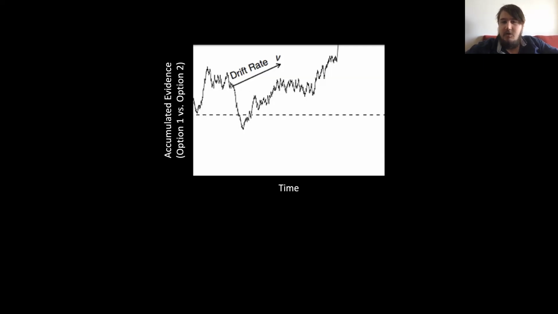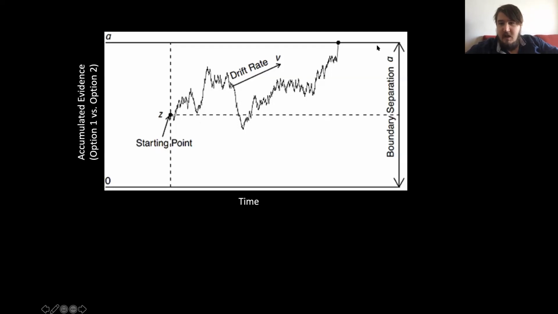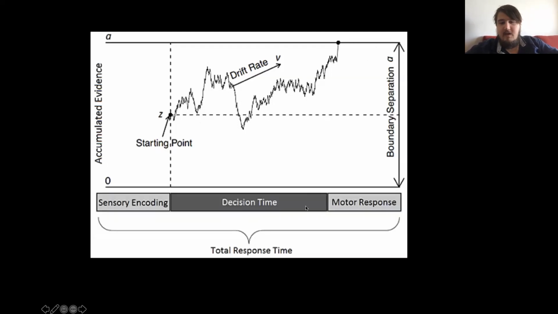So here I'm going to show you the basic diffusion process lots of people use. The idea here is that you're accumulating evidence in a relative sense. So it's option 1 versus option 2, and it accumulates at some rate called a drift rate towards a decision alternative. You've got some starting amount of evidence, and then once it hits a threshold, you make a decision for that response alternative. And there's also some time dedicated to non-decision times.